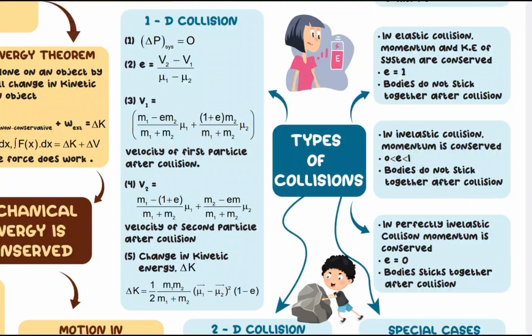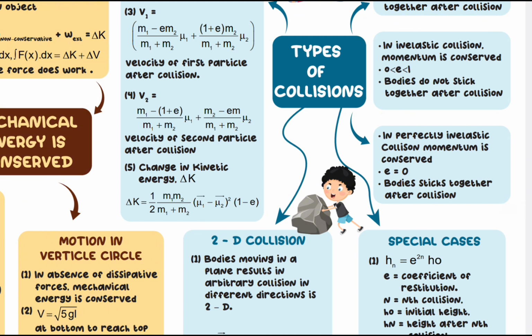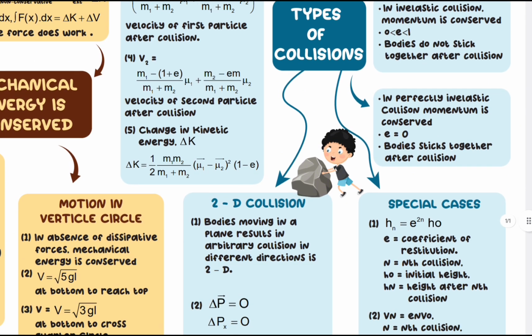1D collision. Delta P of the system equal to 0. E equal to v2 minus v1 divided by u1 minus u2. v1 equal to m1 minus e m2 divided by m1 plus m2 into u1 plus 1 plus e into m2 divided by m1 plus m2 into u2. Velocity of first particle after collision. v2 equal to m1 into 1 plus e divided by m1 plus m2 into u1 plus m2 minus e m1 divided by m1 plus m2 into u2. Velocity of second particle after collision.